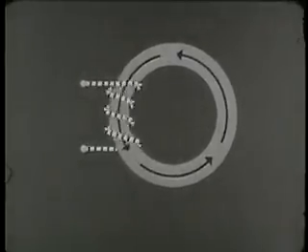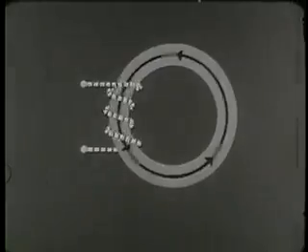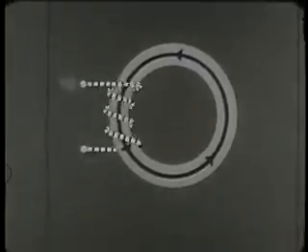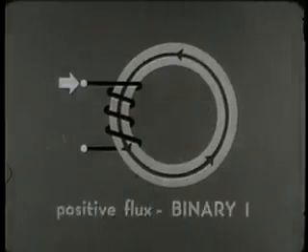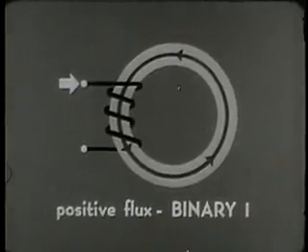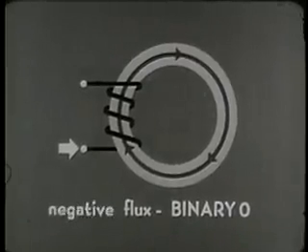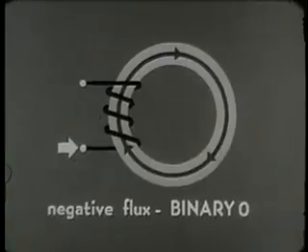Current flowing through the winding produces a magnetic field around the conductor. Because the core is made of highly permeable material, it forms a path for the magnetic lines of force. Because it is ring-shaped, the path it forms is a closed loop. The conductor here is wound so that current flowing in this direction produces a positive flux, setting the core in the binary 1 state. Current flowing in the opposite direction produces a negative flux, which sets the core in the binary 0 state.